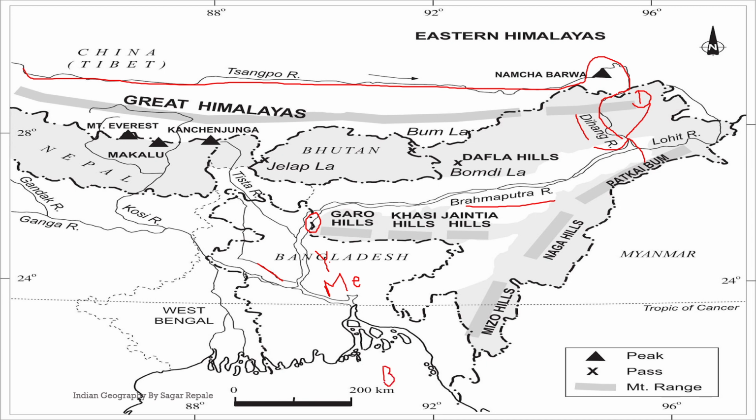So I hope the sequence is clear. The names are clear. In Tibet, it is called Sangpo. In Arunachal Pradesh, it is called Dihang or Siang. In Assam, it is called the Brahmaputra River. After entering Bangladesh, it is called the Yamuna or Jamuna River. And after making a confluence with the Ganga or Padma River, it is called the Meghna River. So I hope the different names are clear.